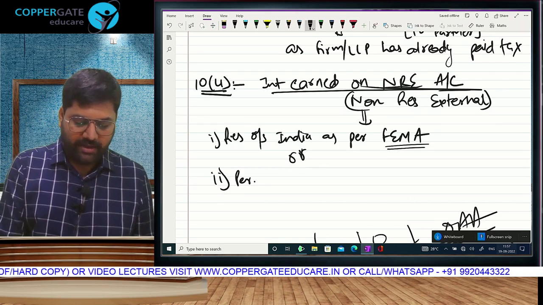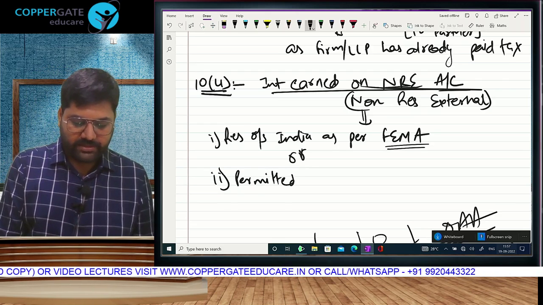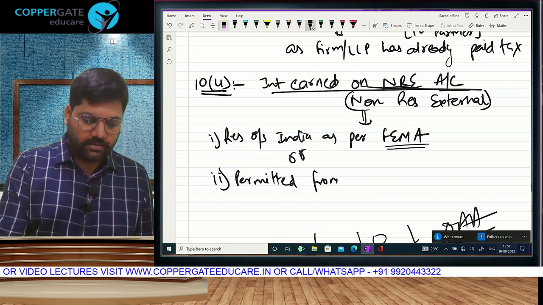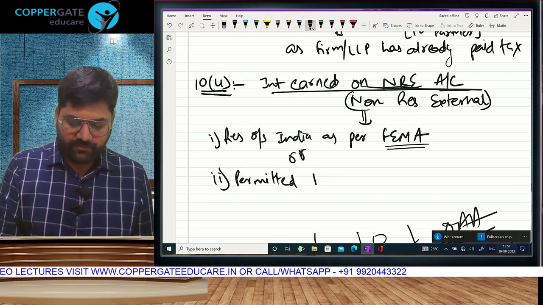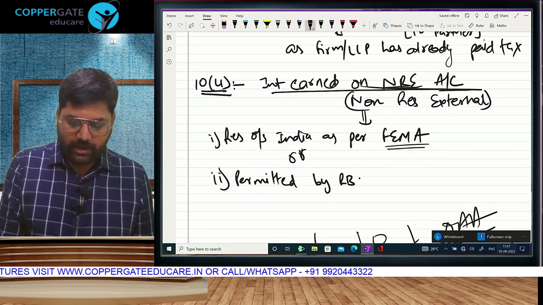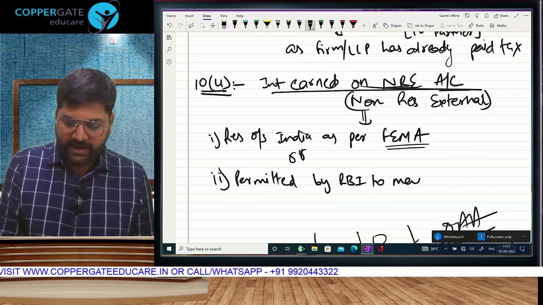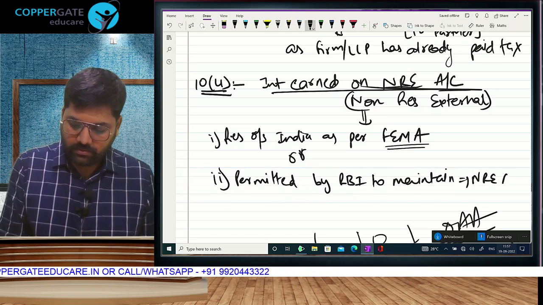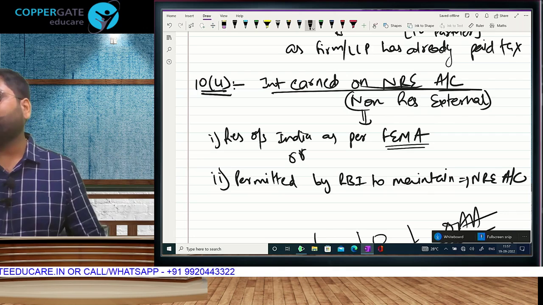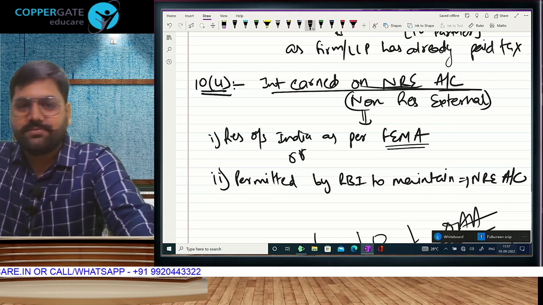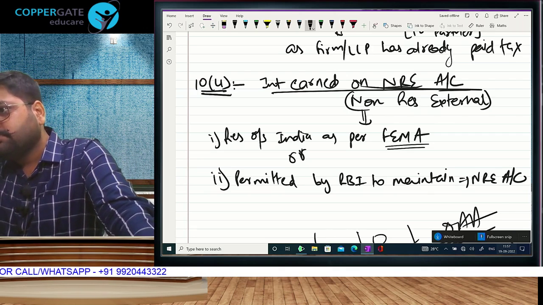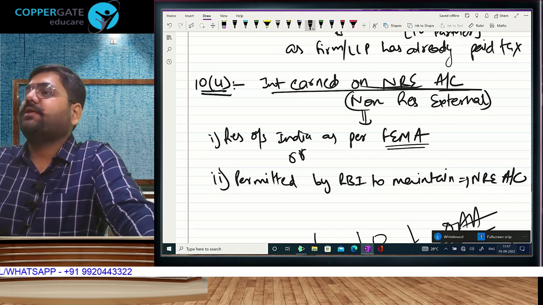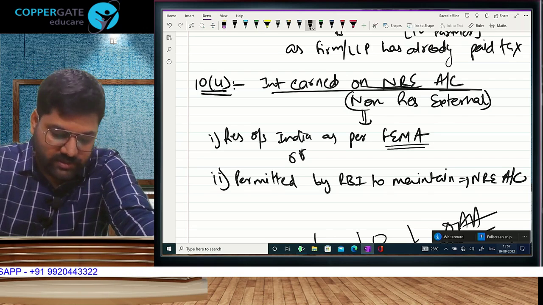Or I have taken permission. Permission from whom? From RBI to maintain my NRE account. RBI का permission I have taken. Sir, मेरे को NRE account खोलने दो ना. If RBI has permitted, even if I am not a resident anywhere, I'll get this because it is either one.